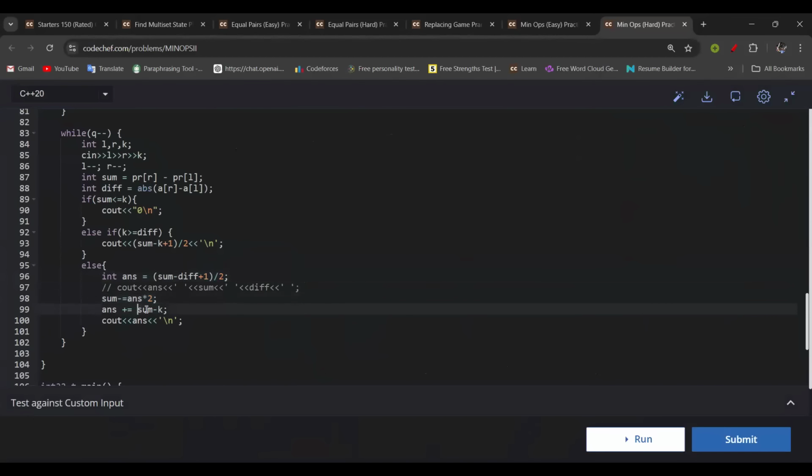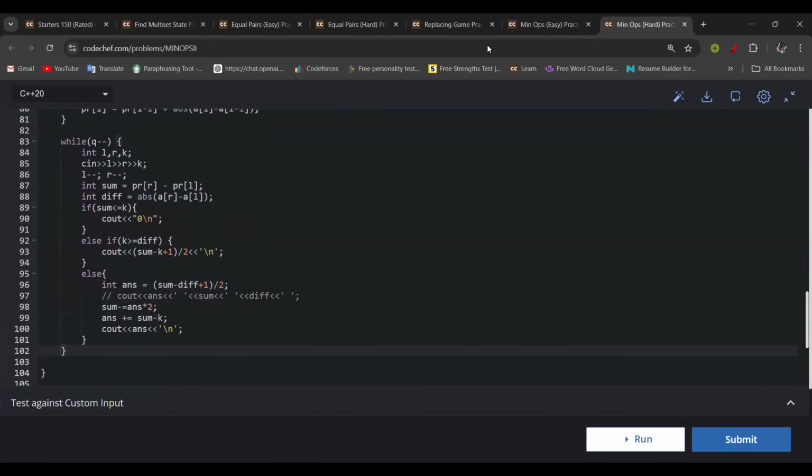Now whatever sum I have, minus K, we would move in steps of 1. So these many more operations we would have to add to our answer. That would be my final answer. I hope the code is clear and everything is clear for this problem. So yeah, it was a good problem.